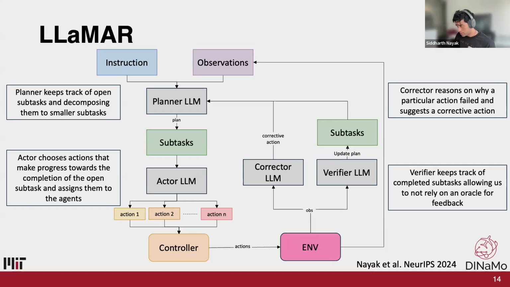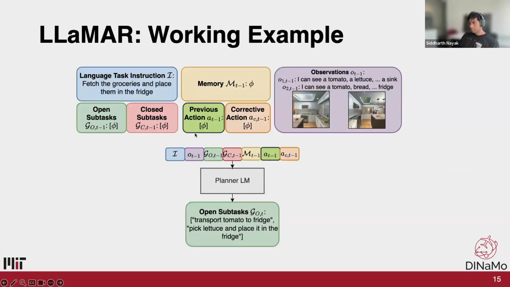So let's walk through an example here. Here are a few of the things that we initialize for an episode, and then we have these different modules that are being used in the loop. We have this language instruction, which is basically a task. In this example, we would say, fetch the groceries and place them in the fridge. We have a memory, which keeps track of things that have happened, things that need to happen, and so on, which is initialized as empty.